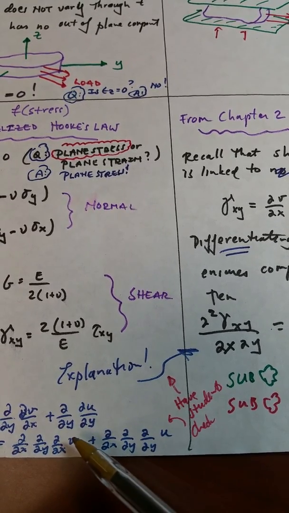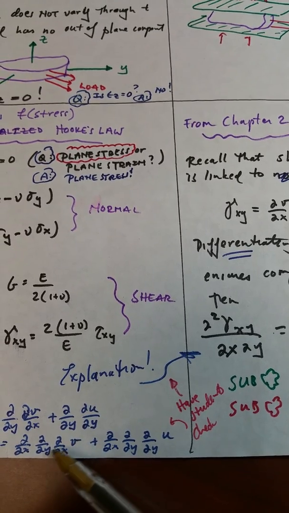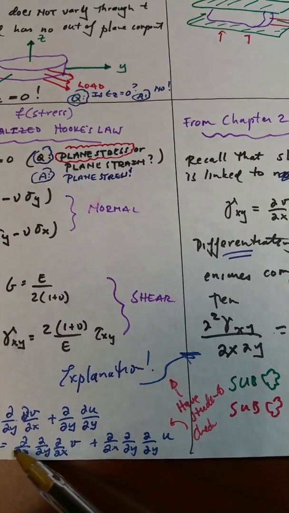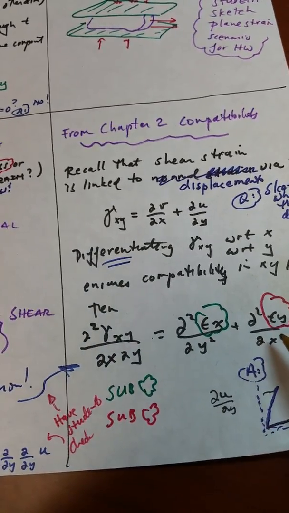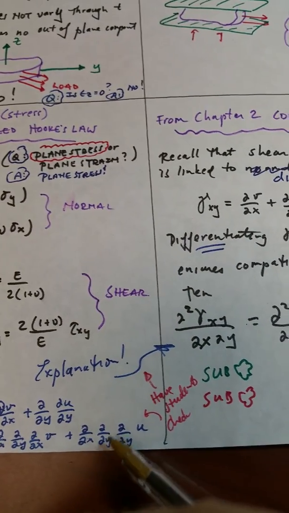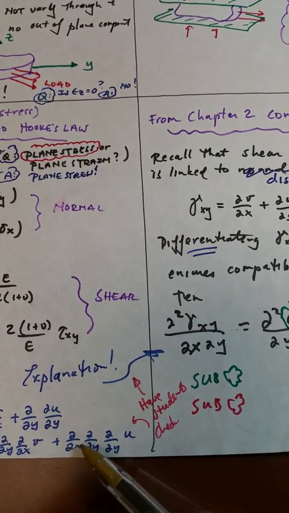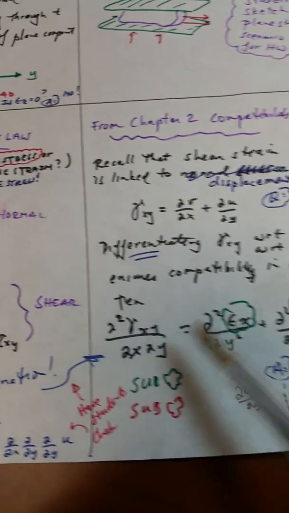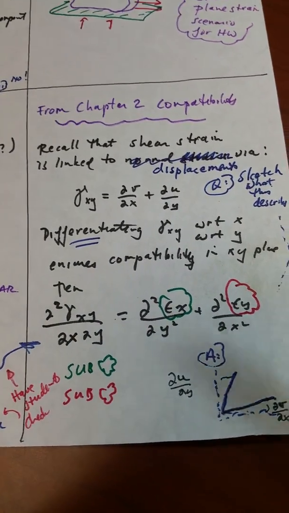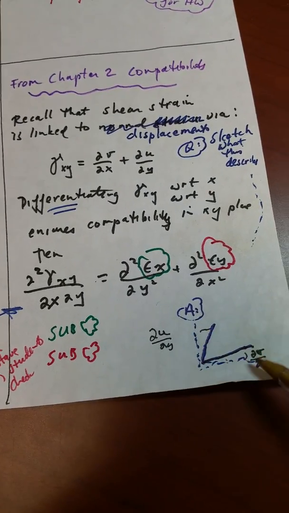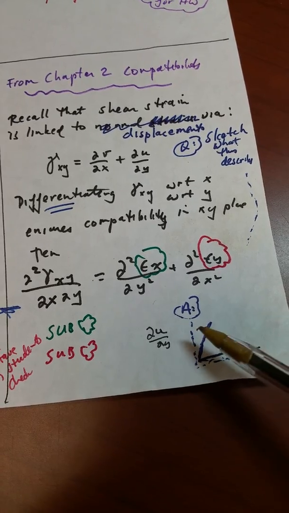How about partial v partial y? Then you have the two x's out there, and partial v partial y is epsilon y. That's the red one. Partial u, pull this one out first, and then you have two y's. Ta-da! So that's pretty sweet. And remember what those mean. They're the change in angles here.